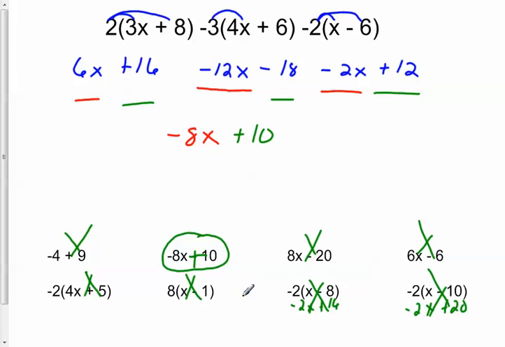But what if I would have had a 2 minus 4x plus 5? Then that would have matched, right? Because that would have been negative 8x and a 10. So this would have been an answer. Okay? All right.